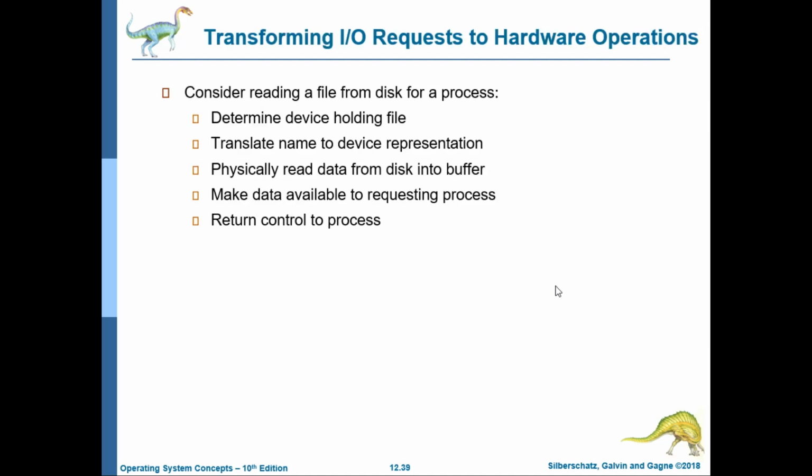The upper levels of the I/O subsystem access devices via the uniform interface provided by the device drivers. Next, we have transforming I/O requests to hardware operations. Consider reading a file from disk for a process: determine the device holding the file, translate the name to a device representation, physically read the data from disk into a buffer, make the data available to the requesting process, and return control to the process.